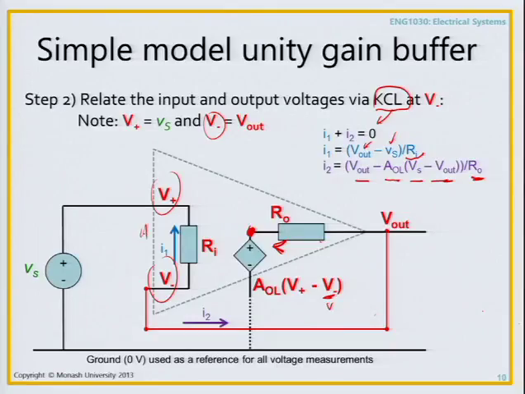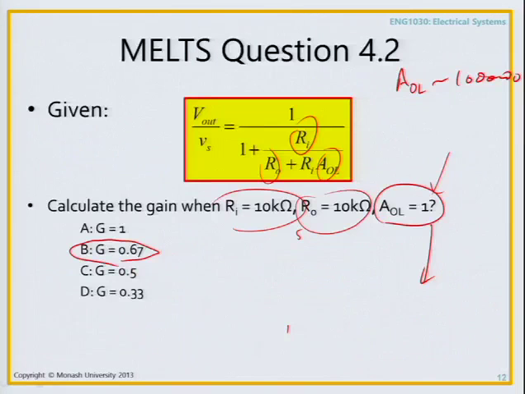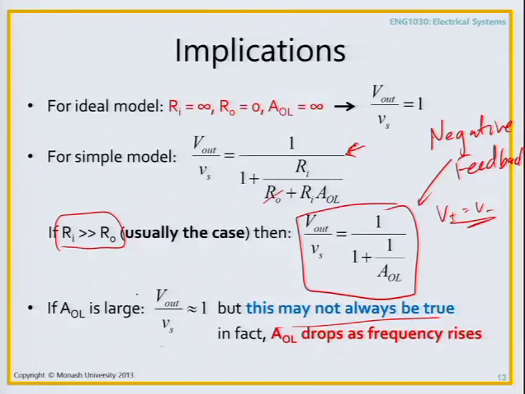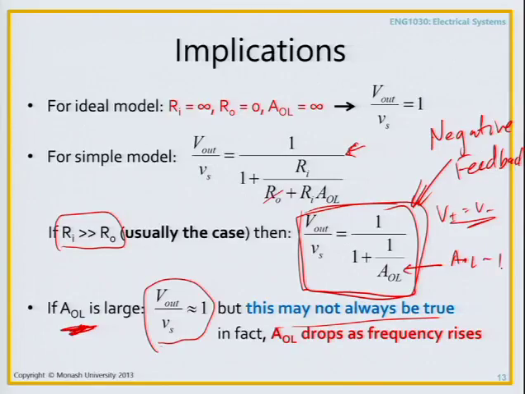It turns out that this V out being connected to V minus, in the case of the unity gain buffer, when I do analysis with a simple op-amp model, gives me this equation, okay? And this equation will always be very close to 1 if AOL is large. And in fact, even if AOL drops to like 1, then this gain is still approximately 0.5, right?